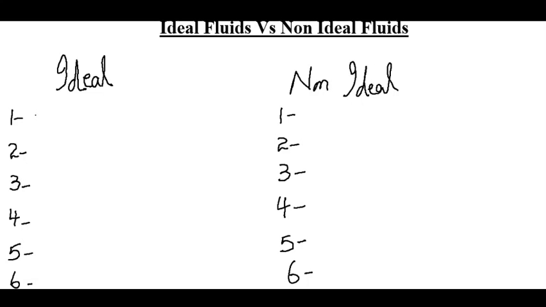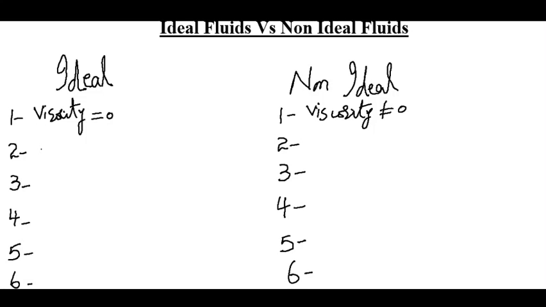In this video, I will discuss the 6 main differences between ideal fluids and non-ideal fluids. An ideal fluid is characterized by zero viscosity. That is, the viscosity of ideal fluid is zero, while for non-ideal fluid we have a non-zero viscosity. By viscosity we mean the internal resistance between different layers of fluid. So this is the first difference: the viscosity of ideal fluids is zero, while for non-ideal fluids it is non-zero.